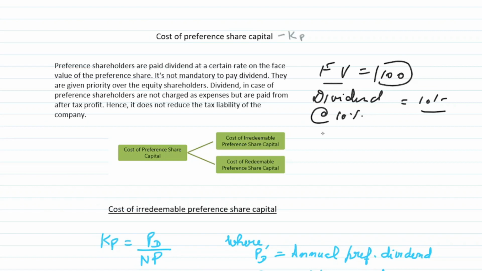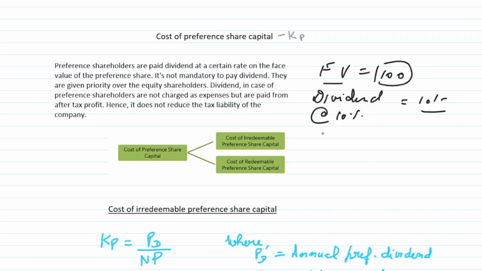Okay, it is not mandatory for a company to pay a dividend, and also remember if a dividend is paid, it is prioritized over the equity shareholders. That means if dividend is paid, first the preference shareholders need to be paid and then only the equity shareholders will be paid, right? Dividend in case of preference shareholders is not charged as an expense but is paid from after tax profit. So it means what?